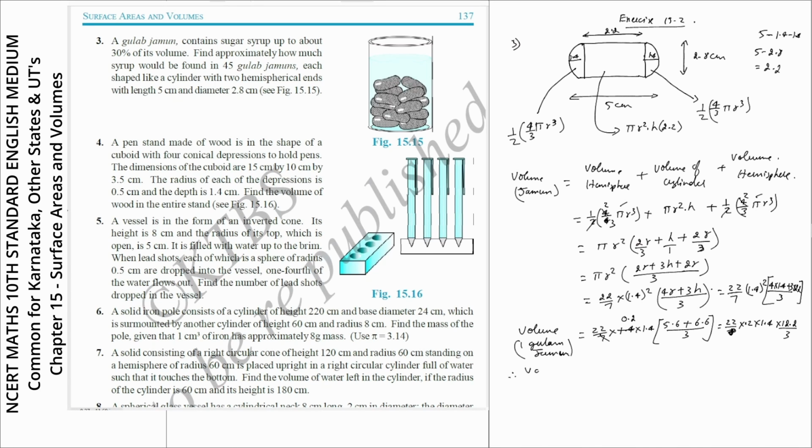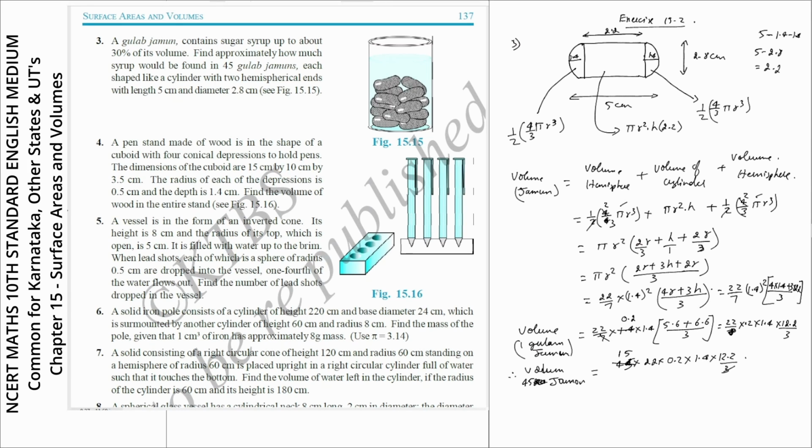Therefore volume of 45 jamuns will be 45 into this, so 45 into 22 into 0.2 into 1.4 into 12.2 by 3. So here 3 1s are 3, 3 5s are 15, so it is 15 into 22 into 0.2 into 1.4 into 12.2.